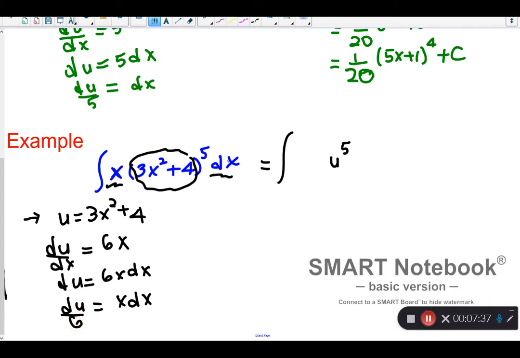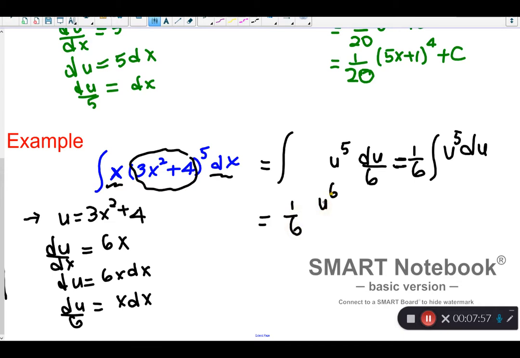So now I can replace x dx with du over 6. And again, if there's a constant, I can pull the constant outside. Now I have u to the 5 du left inside. So much easier to integrate this than to try to integrate the original quantity. So let's integrate it. u to the 6 over 6 plus c. And I can multiply these together, either put it up front or just write it as u to the 6 over 36 plus c.